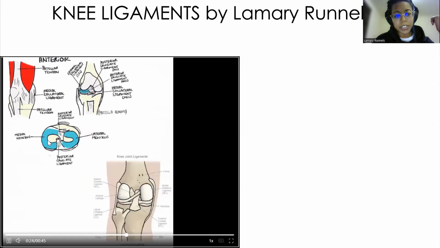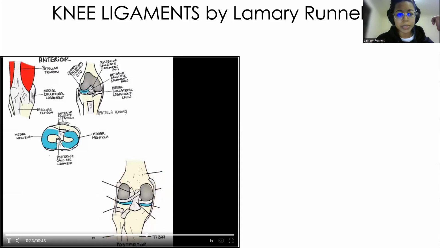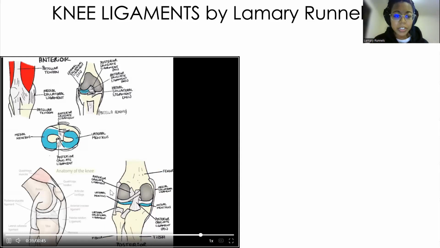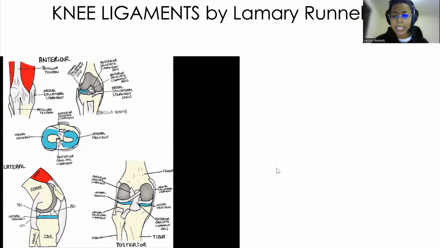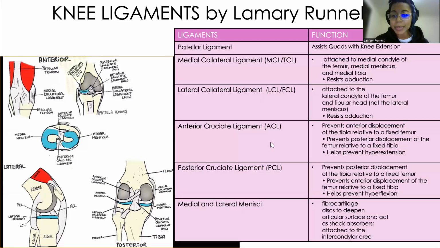And right here is the transverse view of the lateral and medial meniscus, along with the posterior and anterior cruciate ligament. Down here is the posterior viewpoint of the knee, and you see that I labeled the posterior cruciate ligament, the anterior cruciate ligament, along with the medial collateral and the lateral collateral ligament. And then you see the lateral and medial menisci. And over here is the lateral view of the knee and all of the ligaments.